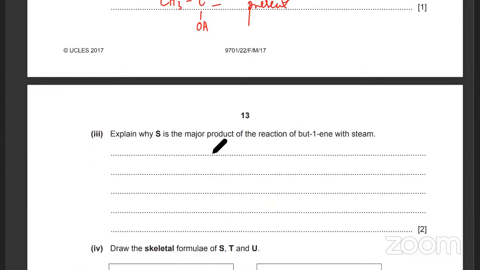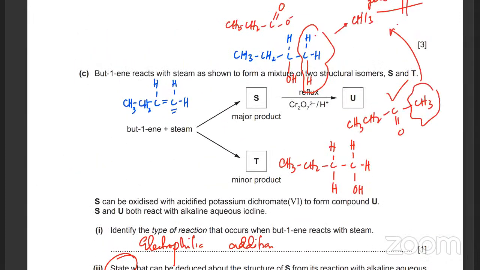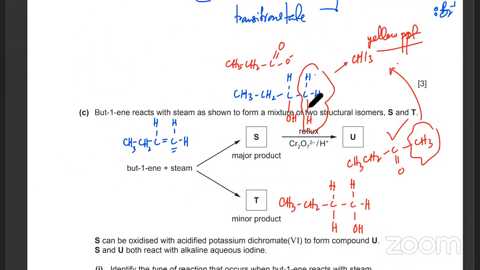Let's explain why S is the major product. So what's the explanation for S being the major product? Why do you have this as the major product? Because it has more alkyl groups on the carbocation, so the carbocation is more stable. According to the mechanism, the H is going to attack the double bond. It's going to steal one of the electrons, and this carbon over here will become positively charged. It's going to form a carbocation. And in the next step, the OH minus comes in and bonds to this. So a second degree carbocation, or carbocation with more alkyl chains, is more stable because the positive charge would be smaller.